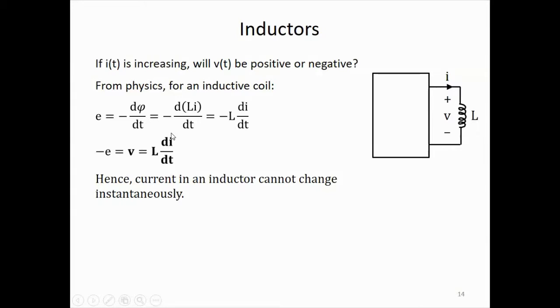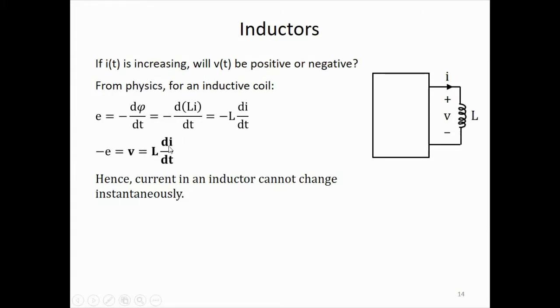Just the way as for a capacitor, I is equal to C dV dt, for the inductor V is equal to L di by dt with these polarities. Remember, the positive terminal is this one and the current is flowing into the positive terminal, then V is L di by dt. So this defines the mathematical description of the inductor.